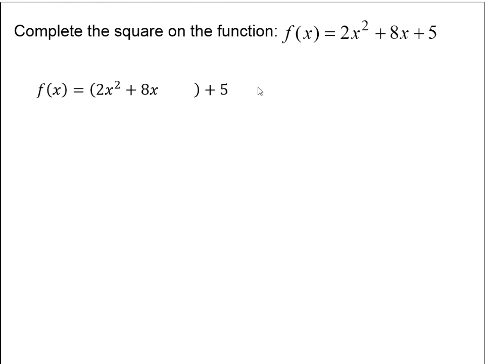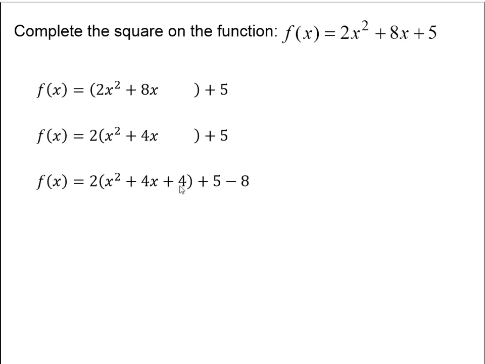So I'm going to take the same approach. I'm going to group the x squared and the x variables, and I'm going to leave the 5 to the outside. And then in order to complete the square, I need the coefficient of the x squared term to be 1. So I'm going to factor the 2 out, and that leaves me with x squared plus 4x inside the parentheses. Now that this coefficient is 1, I can take half of the x coefficient and square it. So I'm going to take half of 4, which is 2, and then 2 squared is 4. So I'm going to add 4 inside the parentheses.